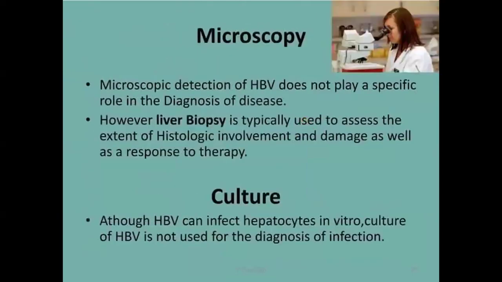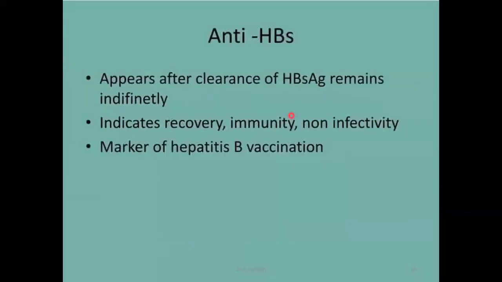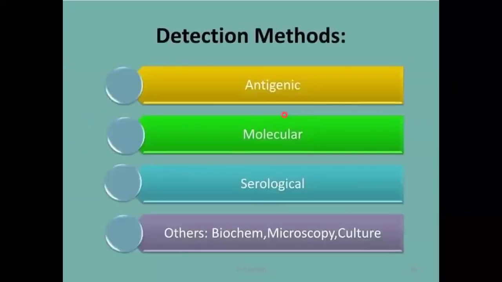Okay, so from here, I think we're okay. We were here, detection methods. So we have the antigenic, molecular, serological, biochemistry, microscopy, and culture. These are the detection methods used in. Markers of chronic, repeat please.